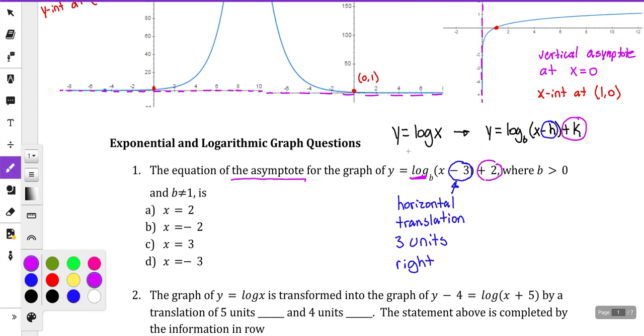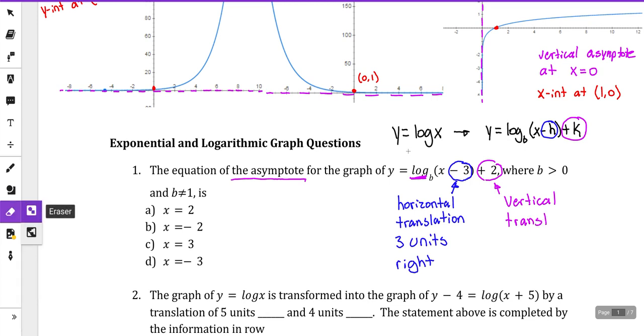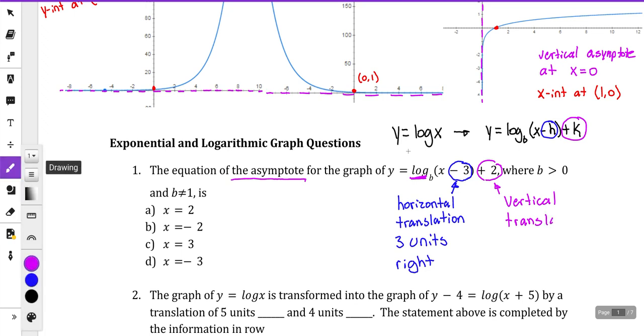Cool. That plus 2 is also a transformation. Anyone want to take a stab at what kind of transformation that is? Upwards. Yeah, it's an upwards one. We call that a vertical translation. But you are correct. It's moved up or down. So vertical means up or down. Translation means it's moved. I think it's safe to say that that vertical translation is 2. Yeah, so it's 2 units. And you are correct, it is up.